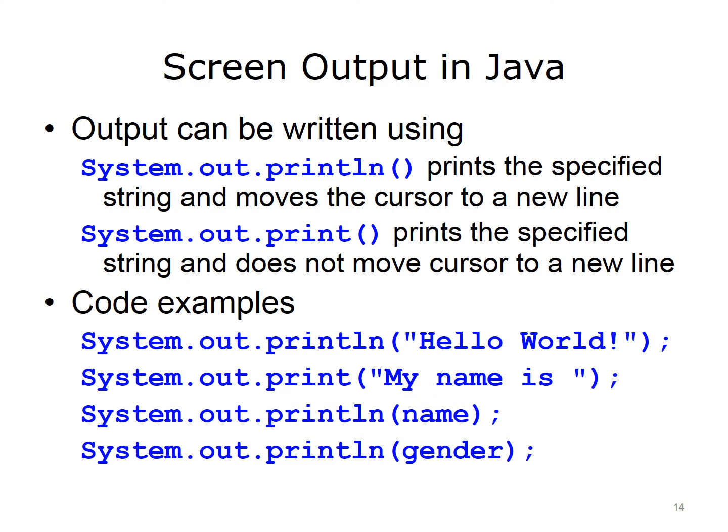The print command works the same way. The statement System.out.print("My name is"); followed by the statement System.out.println(name); would print my name is and whatever is stored in the variable name all on one line. Name does not have quotes around it, which means that it is a variable.